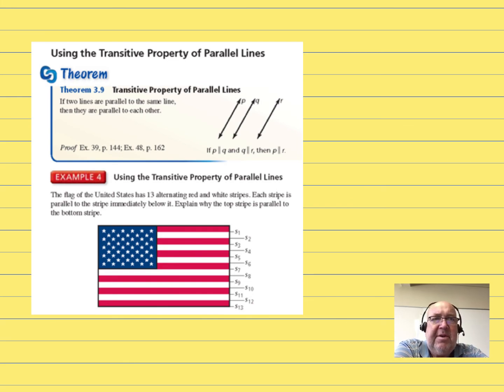So you could go through and you could say that stripe 1 is parallel to stripe 2 because of the given. Then you could say that stripe 2 is parallel to stripe 3 and just keep going. But you can use just the transitive property and say that stripe 1 is parallel to stripe 13.